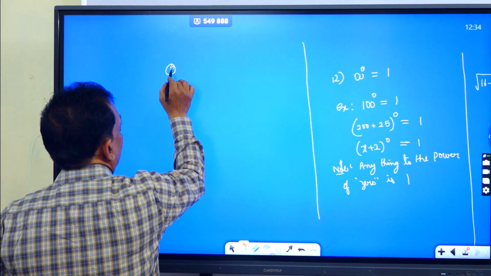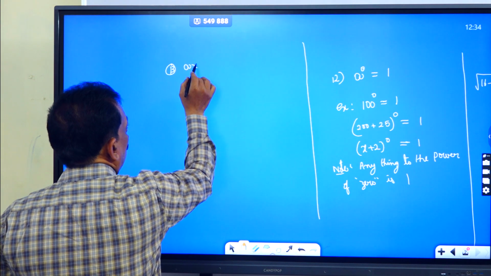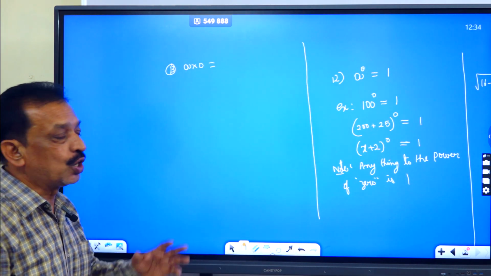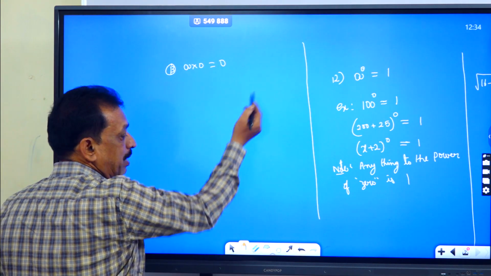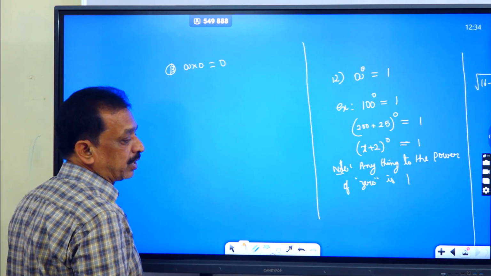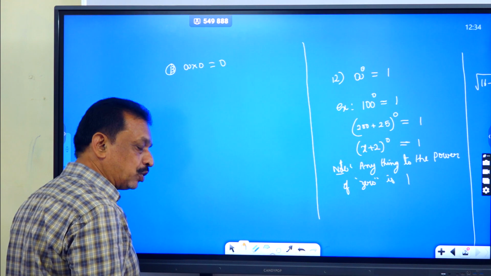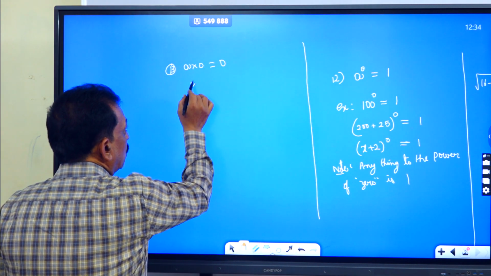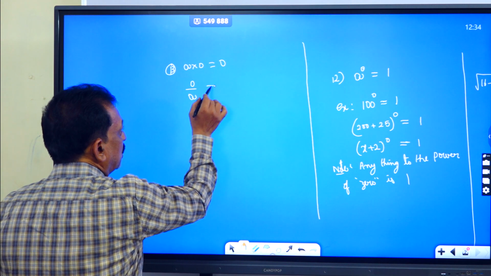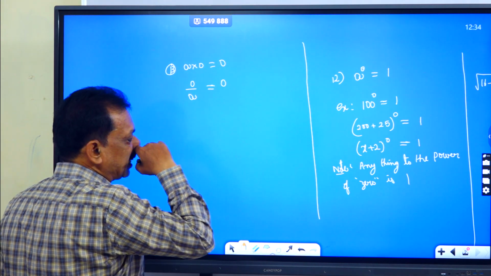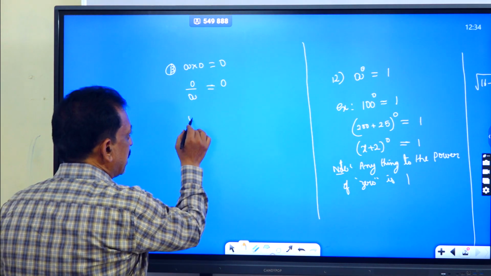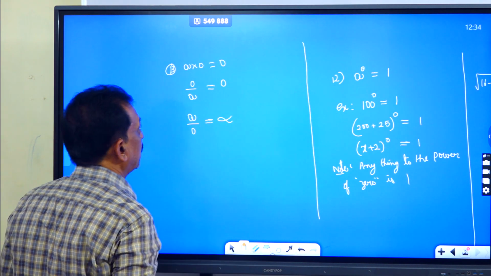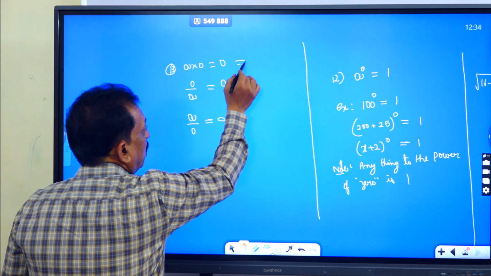Now, 13.1. A into 0 is equal to how much? A into 0 is 0 only. So sometimes there is some mistake you make. A into anything multiplied by 0 is 0 only. 0 by A is equal to 0. 0 by anything is 0. A by 0 is not defined. I can say infinity. Okay, not 0, that is.